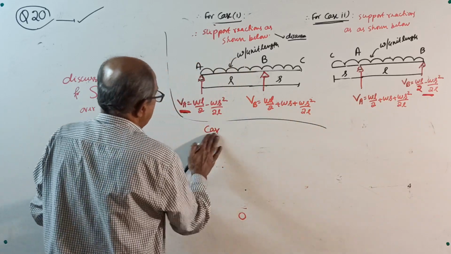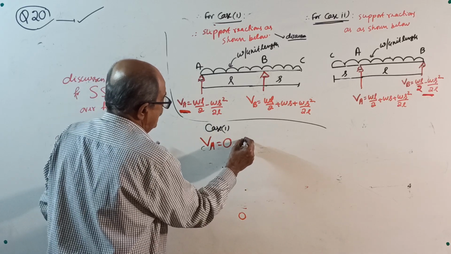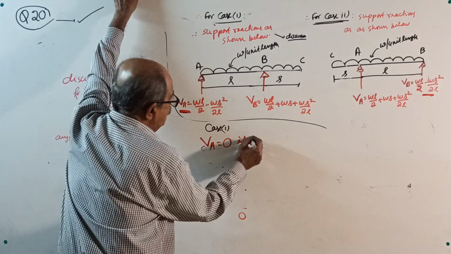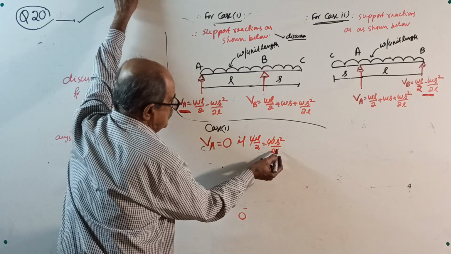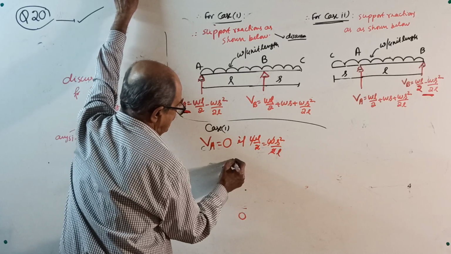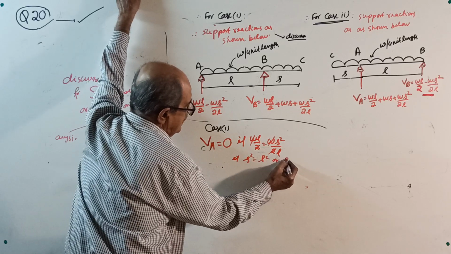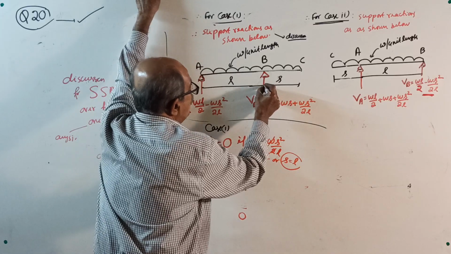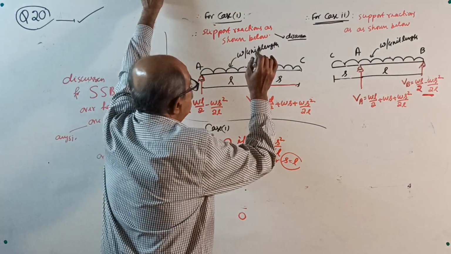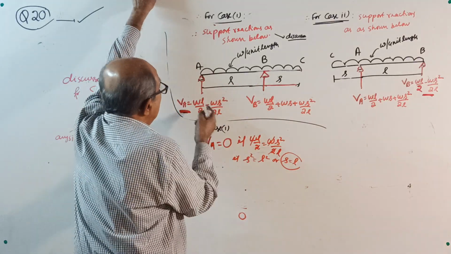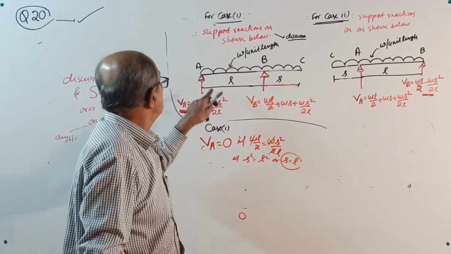Come to case 1. You discuss for case 1. Your VA will be 0 if WL by 2 equals WS square by 2L. W cancels, 2 cancels, or if S square is L square, or S equals L. So write it here: we are discussing only for UDL. If the overhang is exactly equal to the span, then the reaction at that simple support where lifting chance is there will be 0. It is on the verge of lifting.